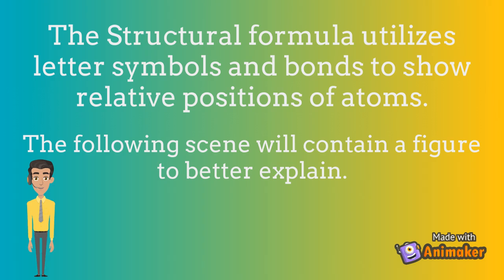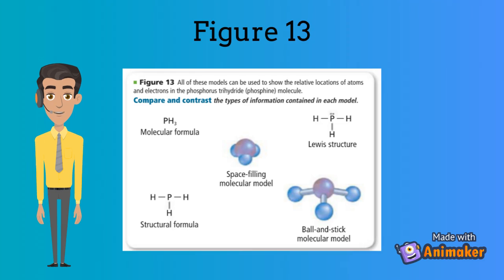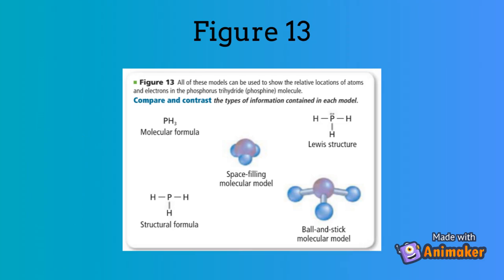The structural formula is one of the most useful molecular models. It uses letters, symbols, and bonds to show relative positions of atoms. You can predict the structural formula for many molecules by drawing the Lewis structure. This is figure 13. In this figure are found many letters, symbols, and types of shapes that the molecules will take.